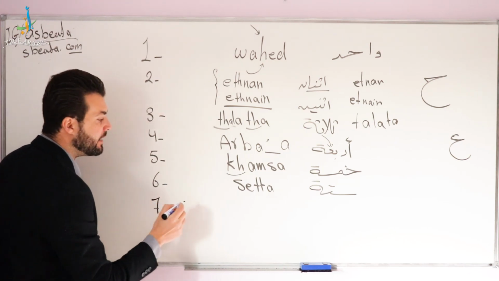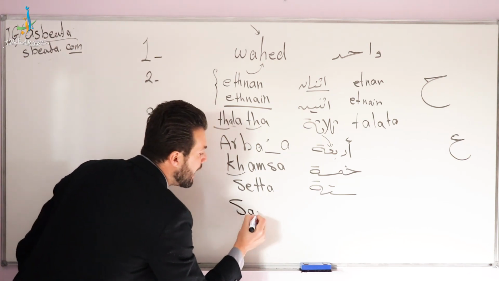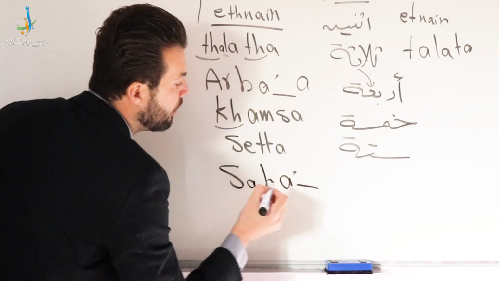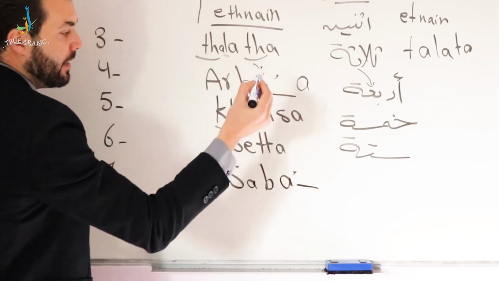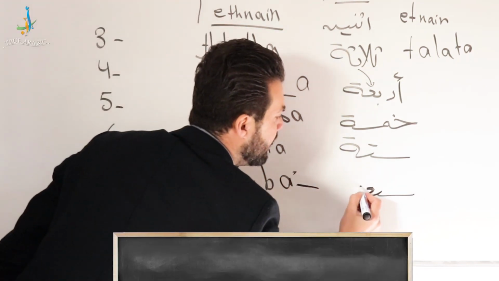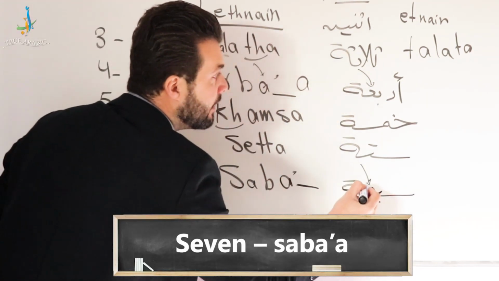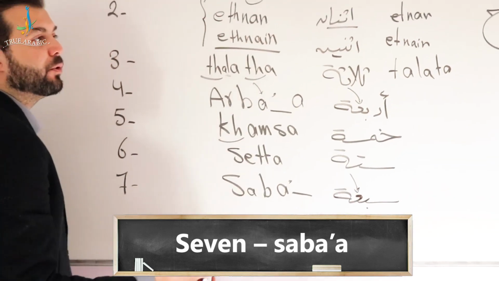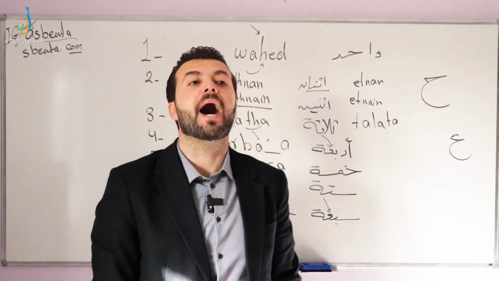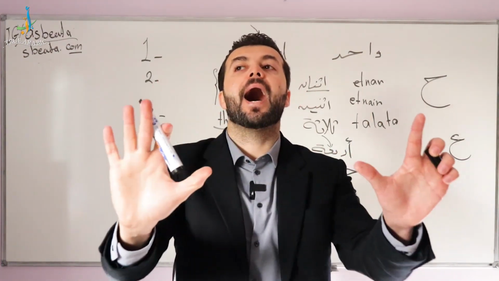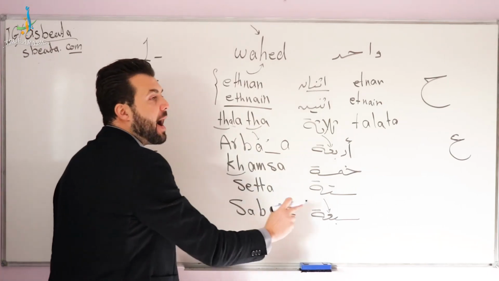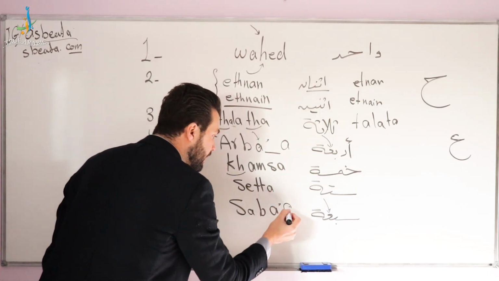Number 7 is سبعة. And here is the apostrophe like this one. So we write the same letter. You see this one is the same as this one, which we cannot pronounce. So you say سبعة. You can say that. We get another a here.